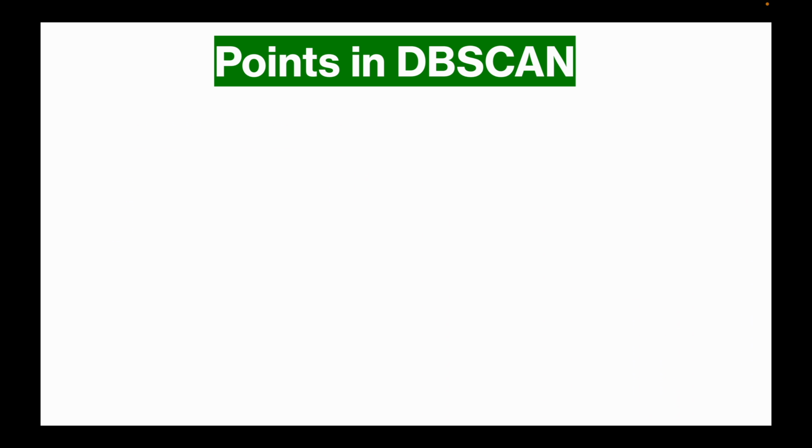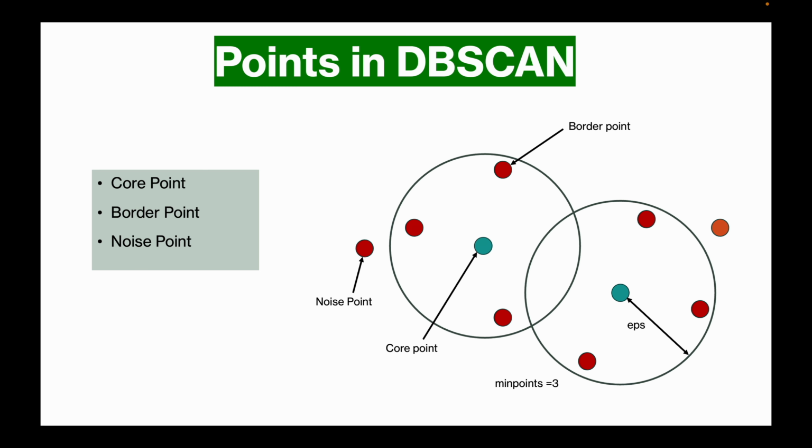Points in DBSCAN: core point, border point, noise point. So here minimum points shows the minimum number of points required inside the EPS circle. If a point has at least minimum points neighbors, it becomes a core point. Then core points form clusters. Points with fewer than minimum points neighbors may become border points or noise.